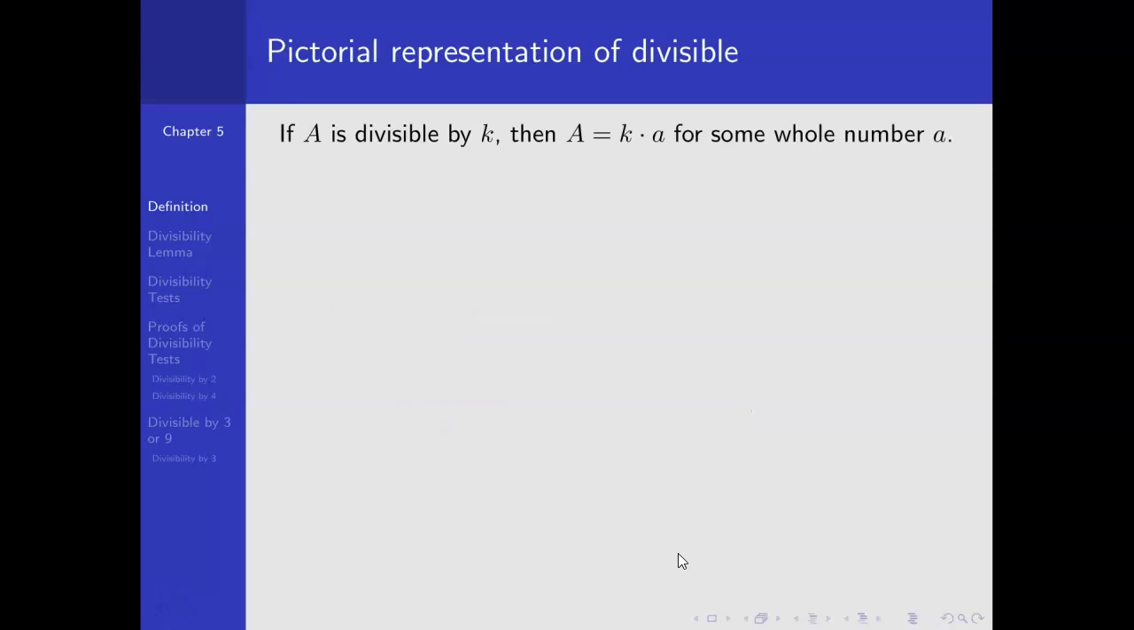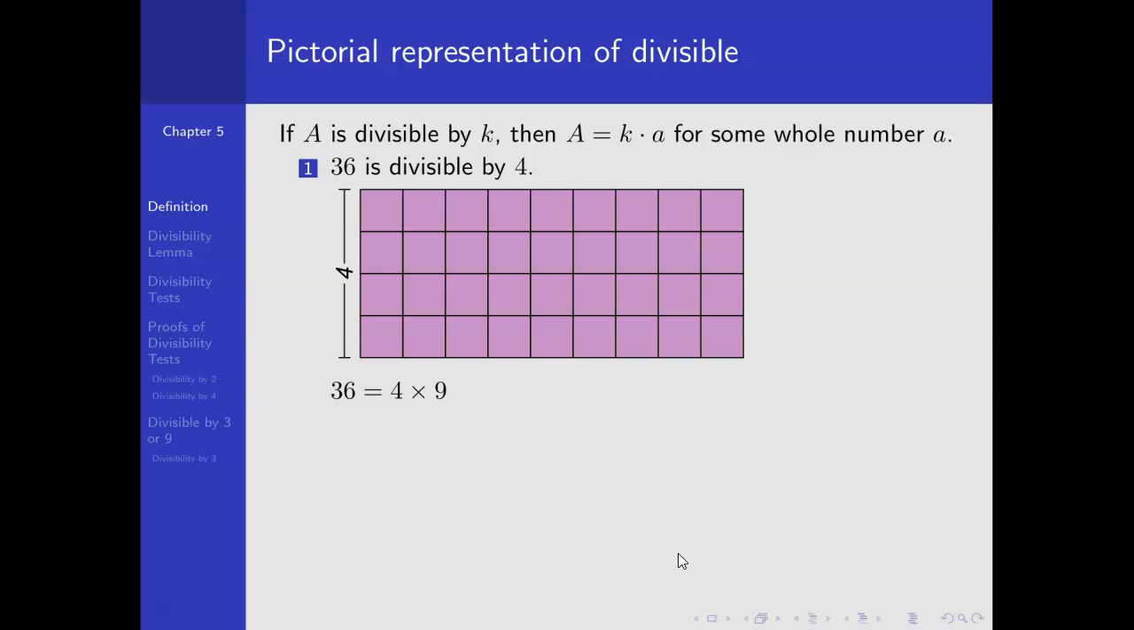Now for a picture representation of what this means. We've got our algebraic definition at the top, but we're going to look at two specific examples. 36 is divisible by 4, means that as a rectangular array, we can represent 36 as 4 equal rows. So here we have 4 equal rows of 9.